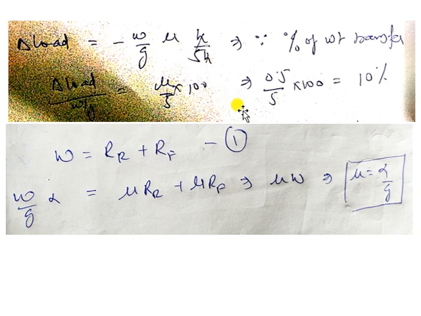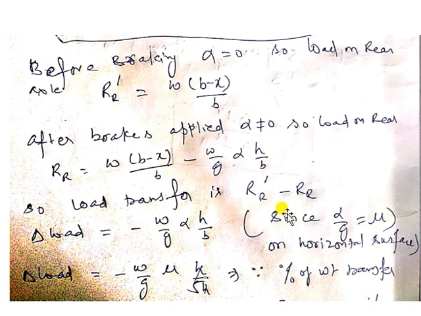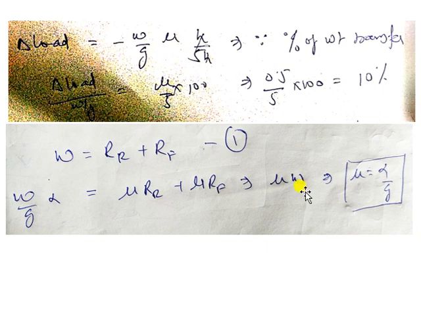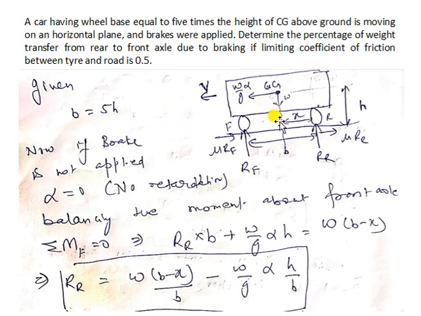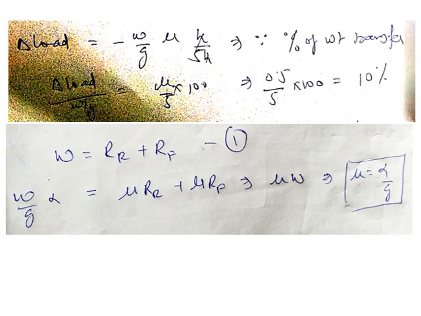Now how did I say that alpha by g is equal to mu? Here I have said that alpha by g, the braking acceleration, is mu. Let's see by the same simple expression. If the vehicle is on a flat, horizontal surface, then the vertically downward force will be equal to the vertically upward force. W is equal to RF plus RR.